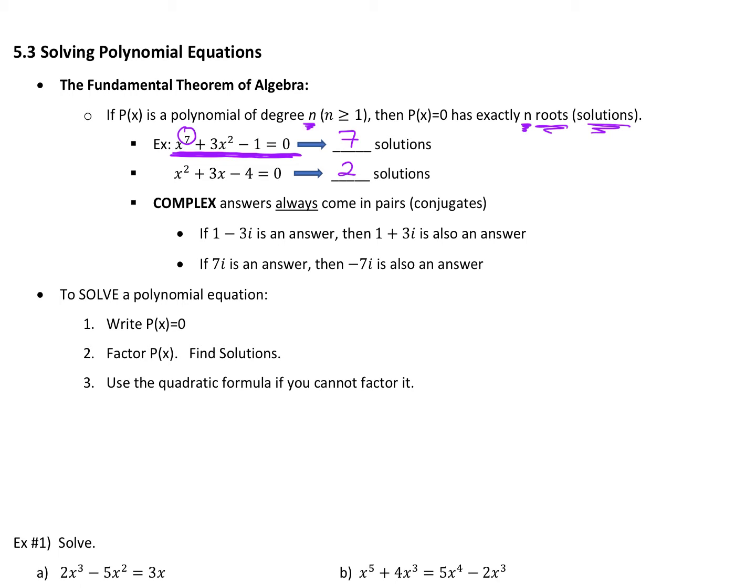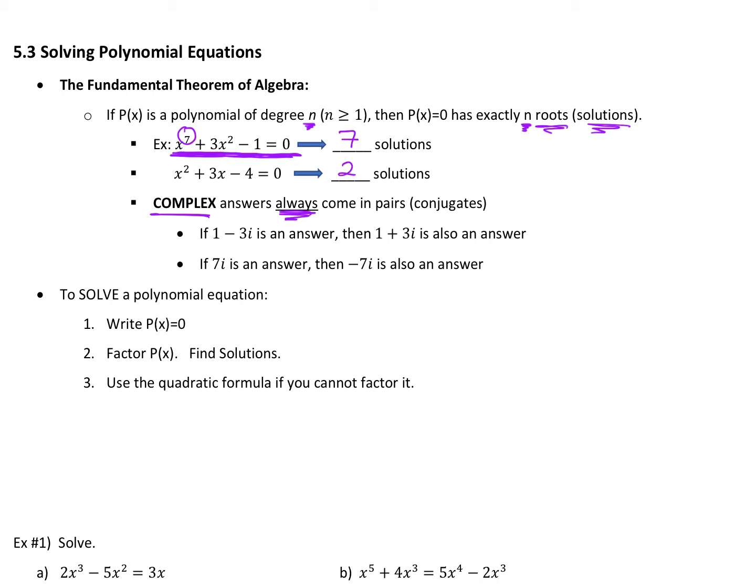When you do this, remember we've talked about complex numbers, imaginary numbers, when that i comes into play, when you have a negative radical, those are complex answers. When you solve these and you get complex solutions, those always come in pairs. So you will never get one imaginary solution and 2 real solutions, okay? Whenever there are complex answers, they always come in pairs because we have conjugates of each other, right?